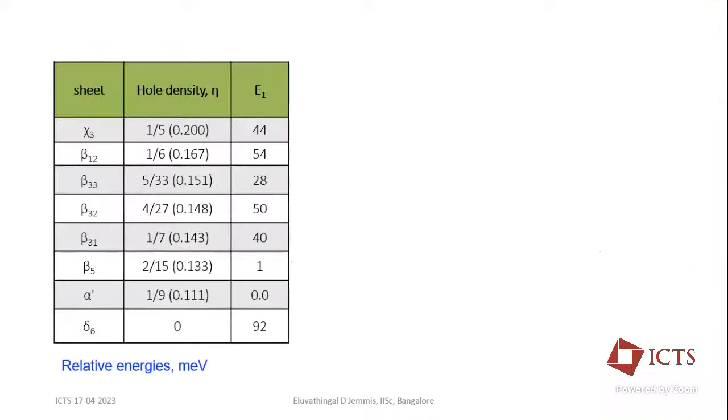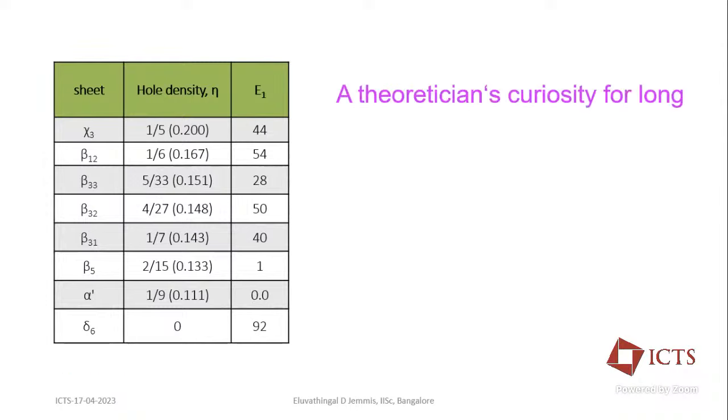Now, if we calculate this, this is the 1/9 hole density, that's the most stable one. If I were to take the relative energies in terms of milli-electron volt, if there is no hole density, it is higher in energy. 1/9 hole density, it is 0. If I increase the number of holes, then also it is worse. So there is some optimum hole density that is possible.